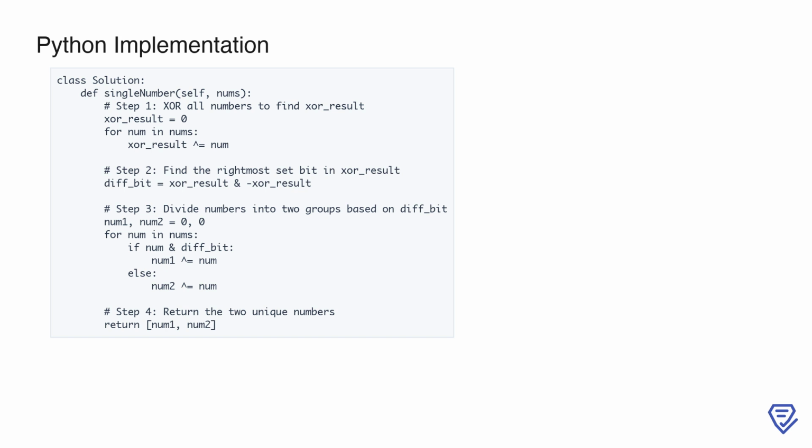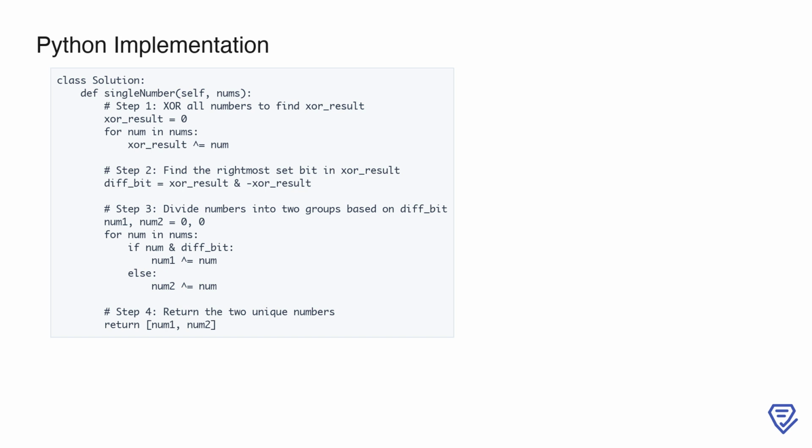Step 2: next, we identify the rightmost bit where the two unique numbers differ. This is achieved by computing XOR_result & -XOR_result, where -XOR_result is the 2's complement of XOR_result. This operation isolates the lowest set bit in XOR_result.